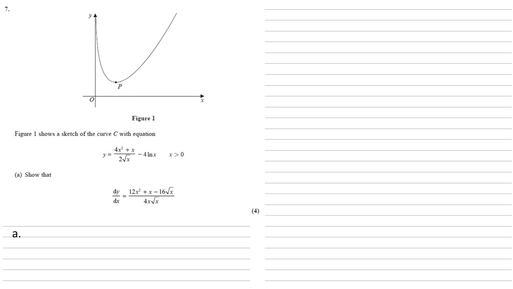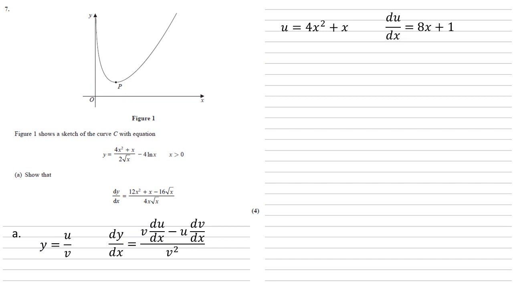So for this, we're going to differentiate a fraction, which means we need to use the quotient rule. The quotient rule is if y equals u over v, where u and v are functions of x, then dy by dx equals v du dx minus u dv dx all over v squared. So letting u equal the top of our fraction, 4x squared plus x, differentiating this gives us du by dx equals 8x plus 1. And we're going to let v equal the denominator, 2 root x. Remember, root x is just x to the half, so differentiating this gives us x to the minus a half.